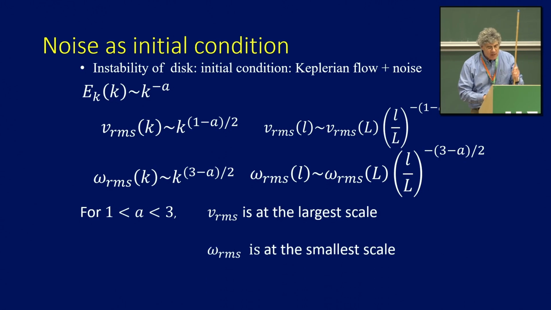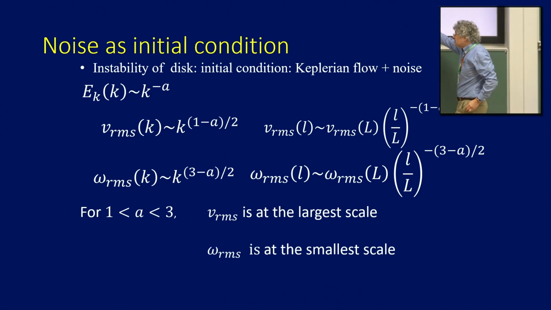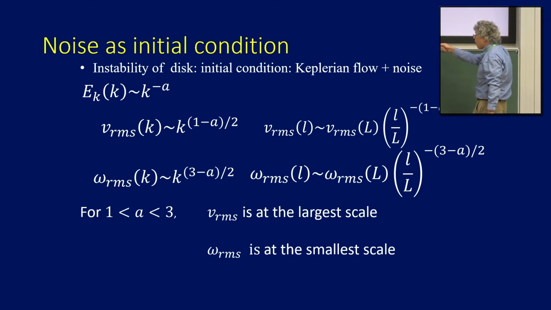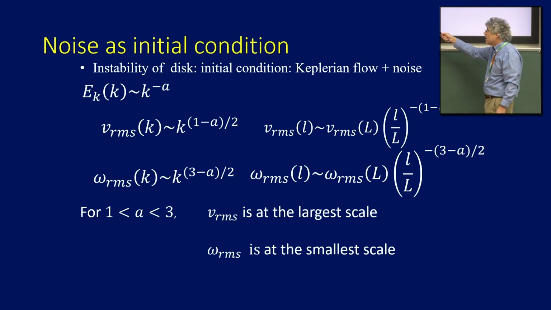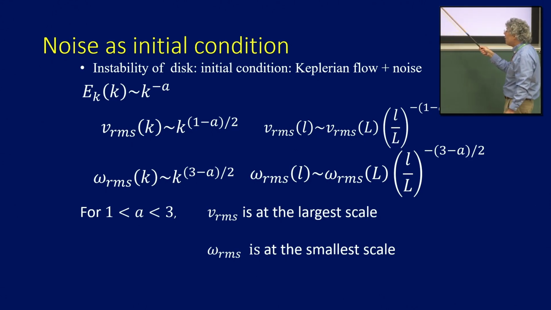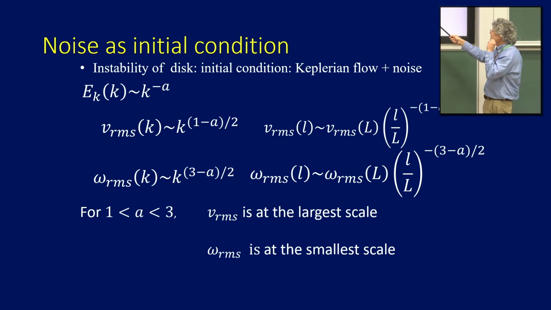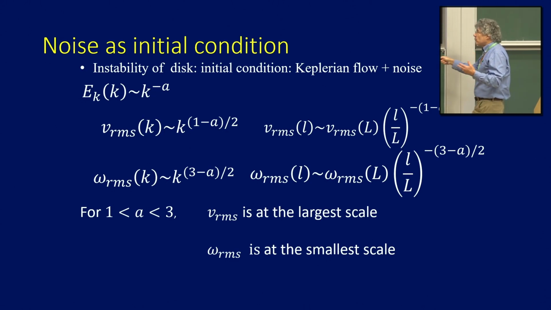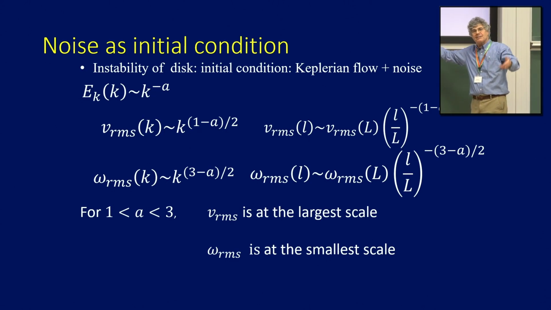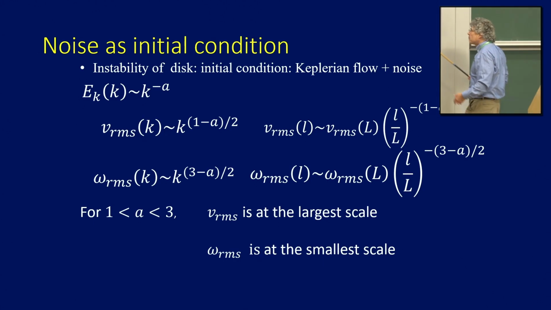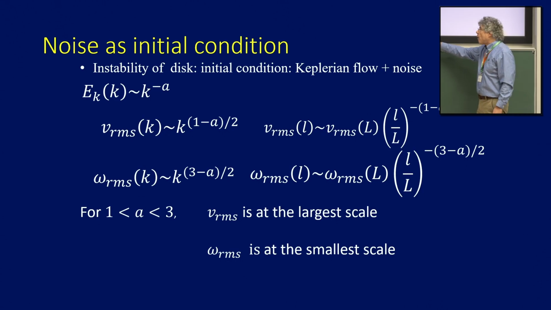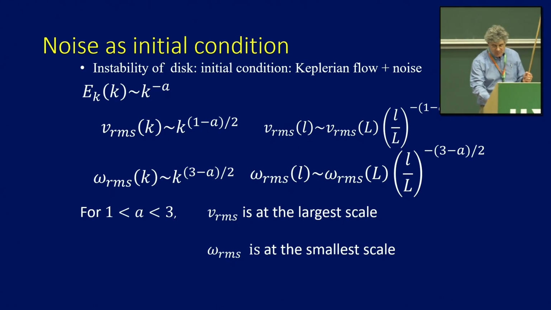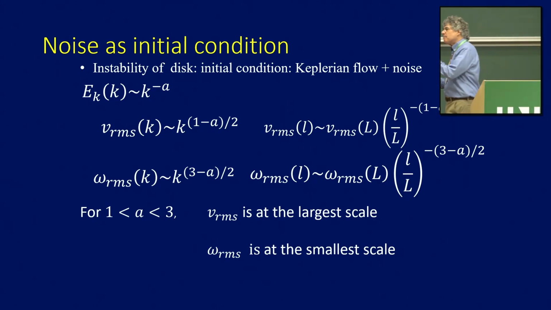Let me come through this really quickly. If I've got a differential energy spectrum that goes as k to the minus a power, so for Kolmogorov, it would be 5/3. That means that the RMS velocity at any particular wave number goes as k to the power of minus (a minus 1) over 2, or the velocity at any particular length scales as that length divided by the biggest length to the power (a minus 1) over 2. The vorticity scales in a different way. I just multiply the velocity by k, so they scale differently. The point is, for a's between 1 and 3, like 5/3, the vorticity peaks at the smallest scale of the system, whereas the velocity peaks at the biggest scale.